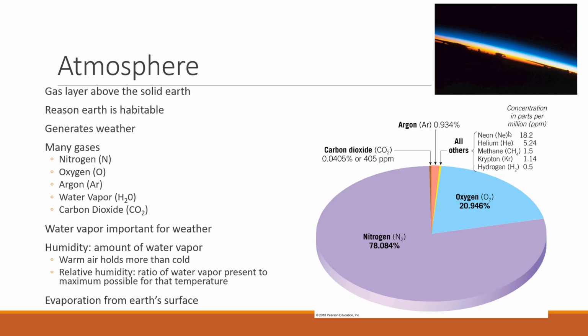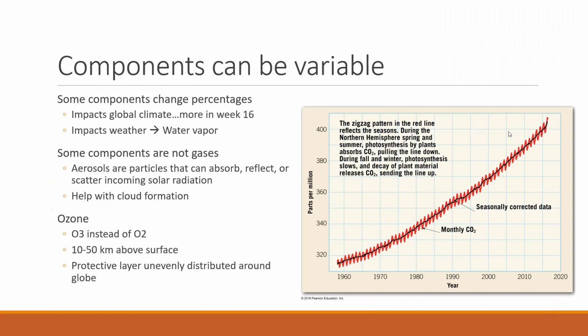So evaporation from the Earth's surface will contribute to the amount of water vapor in the atmosphere. Some components of the atmosphere will be variable, so these will change percentages. This is going to be important for global climate, which we will talk about in the final week of class.